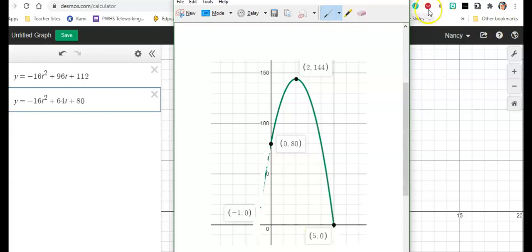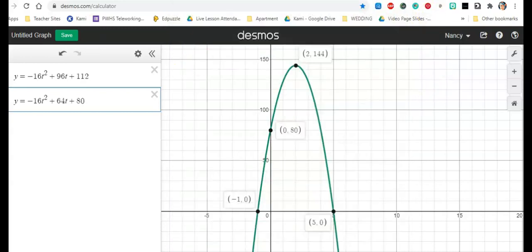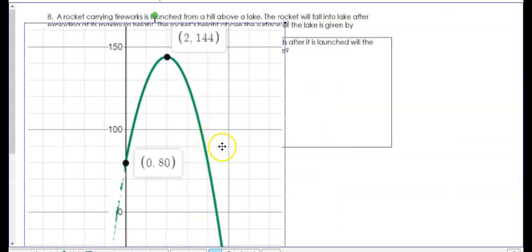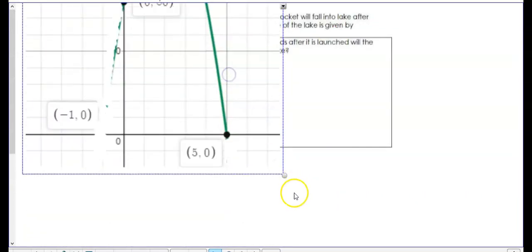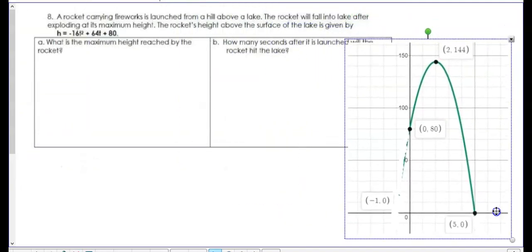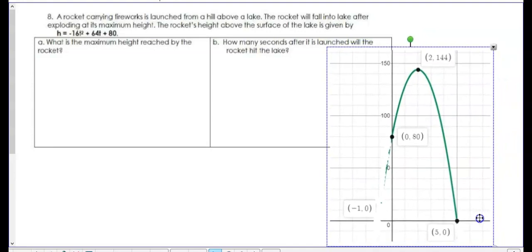Okay, so let me see if it'll paste over here. I think it will. Let's see, Control V, there it is. And it even did my white part that I drew. Just need to make it a little bit smaller so we can look at it. Okay, so this is my rocket. And what are my questions that I'm being asked?